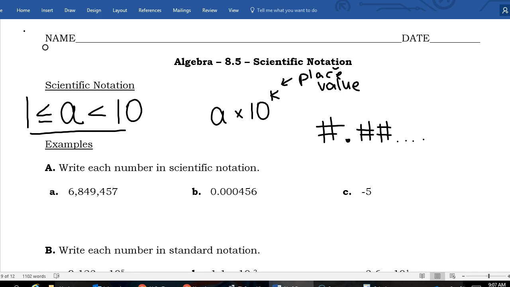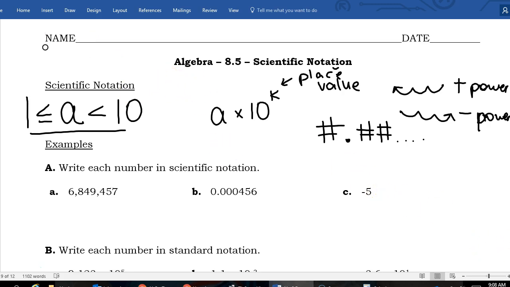And however far we have to move the decimal to make that happen would be the power. If you move your decimal to the left, you're going to have a positive power. And if you end up moving your decimal to the right, you will have a negative power. Okay, so that's a lot of words. I think it's much easier if you see it in action.